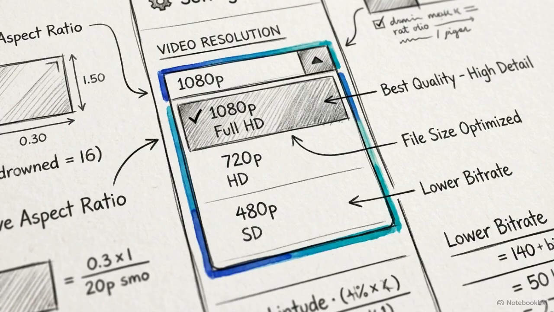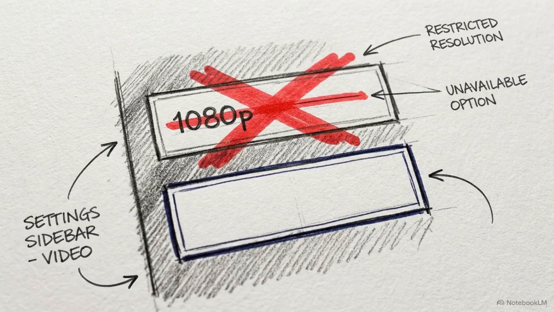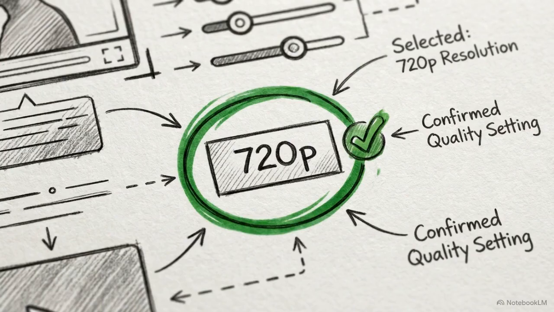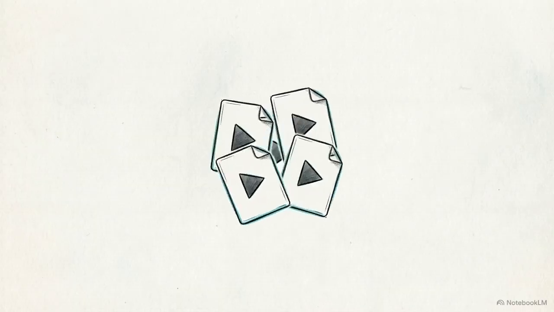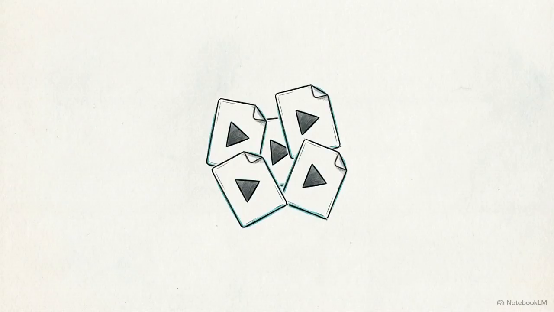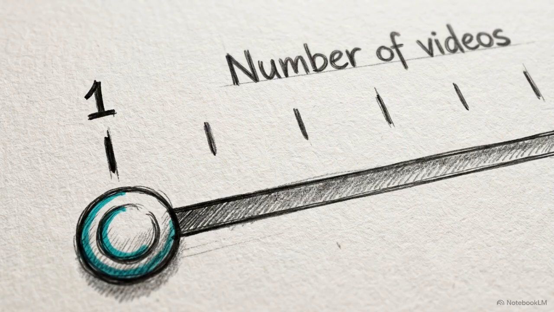Looking at this mock-up of the resolution settings, you can see our next step. While the platform allows it, you must stay away from 1080p if you want to conserve credits. Select either 720p or 480p to keep the generation cost low while maintaining clear quality. Next is the most critical step for preservation. By default, the system might try to generate 4 or 5 variations per prompt. Manually drag the Number of Videos slider all the way down to exactly 1.